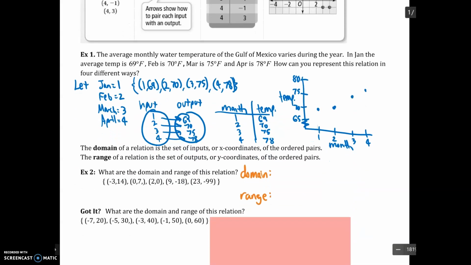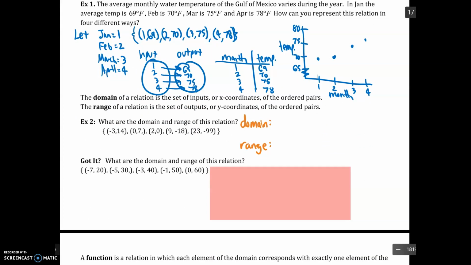So if I want to describe relations, it's going to be important to describe what we call the domain and the range of a relation. Whenever you think domain, you just want to think x's, and whenever you think range, you want to think y's. As long as you remember which one's which, that's always going to stay consistent.